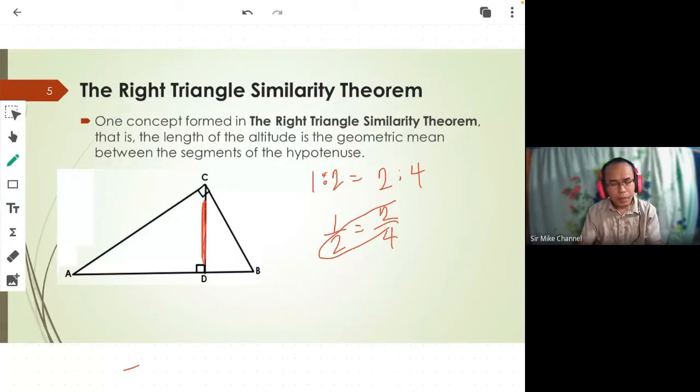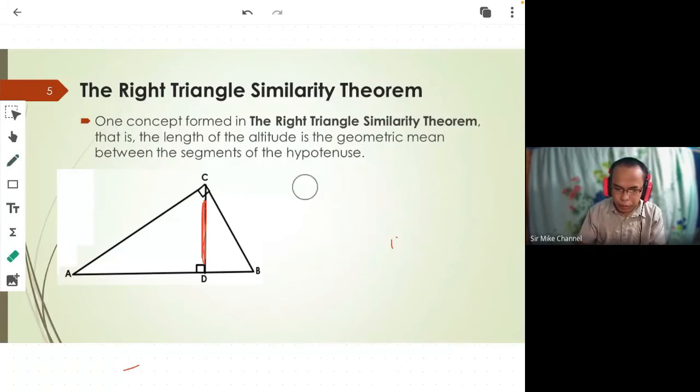Okay, gagawa tayo ng geometric mean from this figure. Okay. So, let's say, ito yung altitude natin. So, given itong altitude, so, ito yung the length of the altitude, gagawa tayo ng geometric mean na formula. So, mag-derive tayo dito. So, geometric mean between the segment of the hypotenuse. Ano ba yung altitude natin? Ito yung line segment ED.